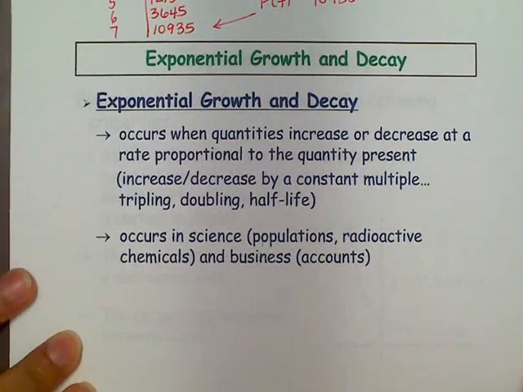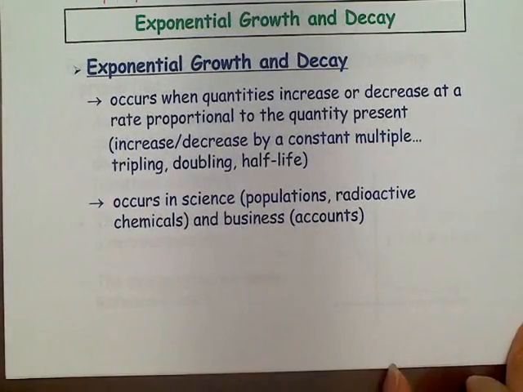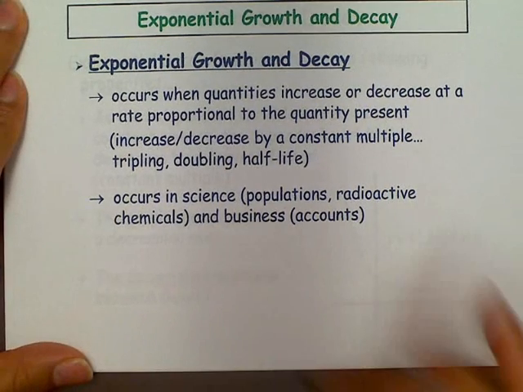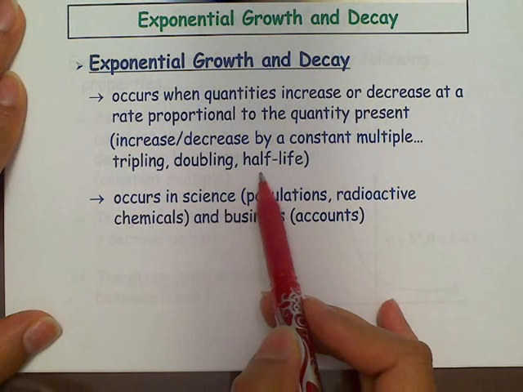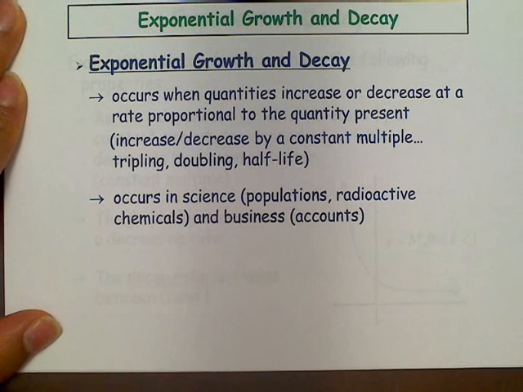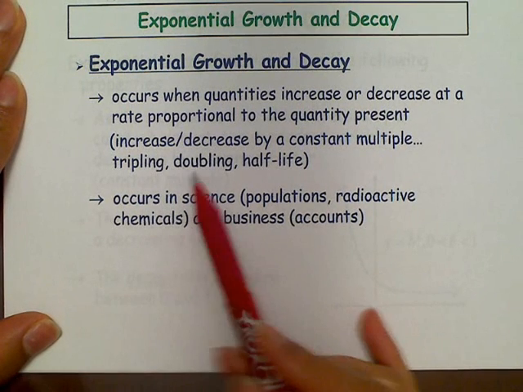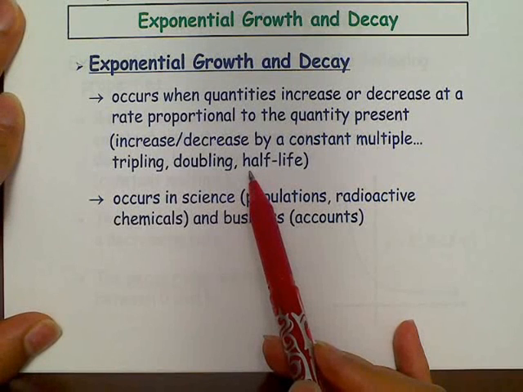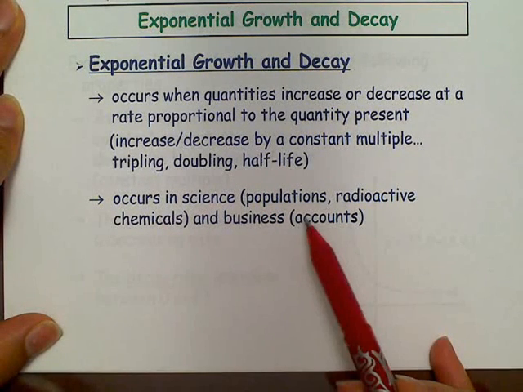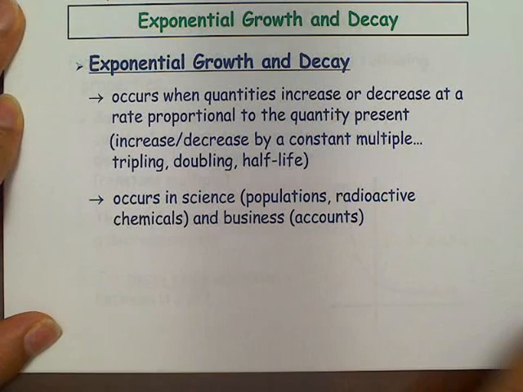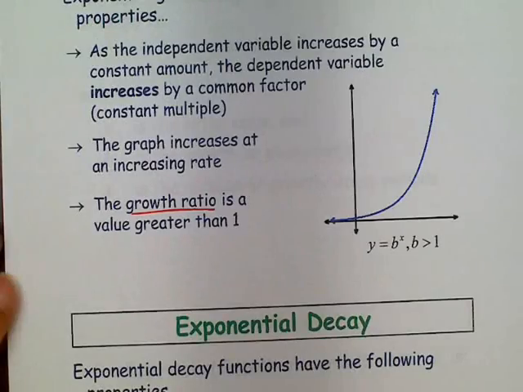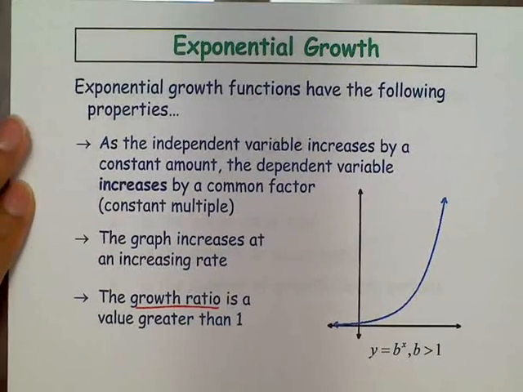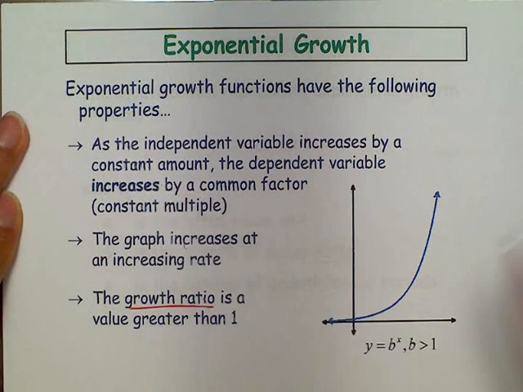Okay, so let's look at the definition of exponential growth and decay. Exponential growth and decay occurs when quantities increase or decrease at a rate proportional to the quantity present. So for example, increase or decrease by a constant multiple, either tripling, doubling, looking at half the amount each time, or looking at a certain percentage increase or decrease. Those are the kinds of things where you would look at exponential growth and decay. Oftentimes it occurs in science, so looking at populations, radioactive chemicals, as well as business when you're looking at finance and some accounts.